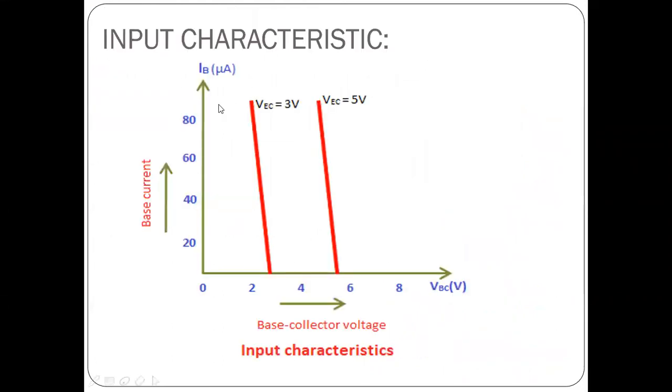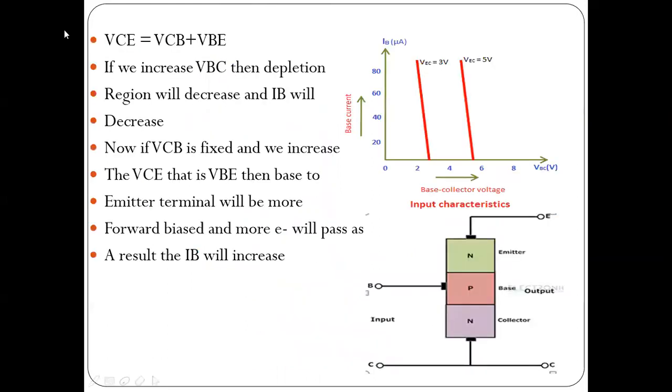Now, this is the input characteristic curve for BJT common collector configuration. Here we can see that this graph is VBC, that is the base to collector voltage, versus IB, that is the base current. Now we know an equation, that is VCE, that is the collector to emitter voltage, is equal to VCB, collector to base voltage, plus VBE, base to emitter voltage.